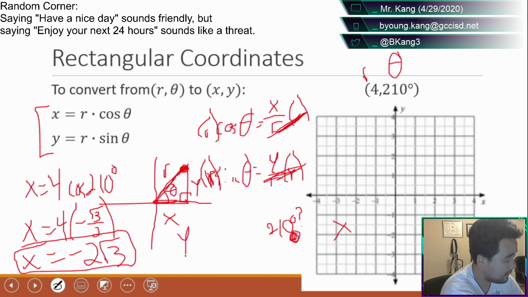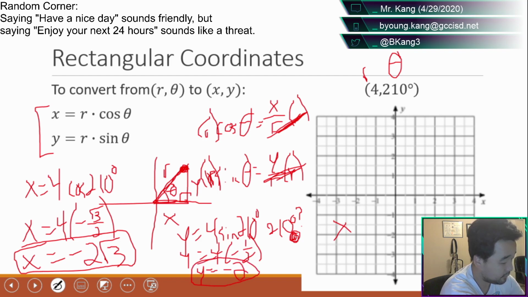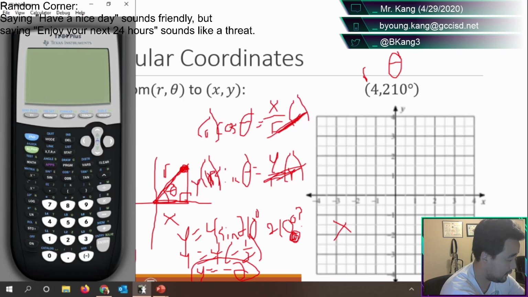Your y coordinate is 4 times sine of 210. And sine of 210 is negative 1/2. So y is negative 2. That one's easier to find. So I know the y coordinate's negative 2. How big is negative 2 square root of 3? So it's roughly negative 3.5.